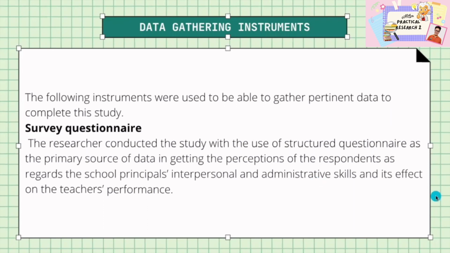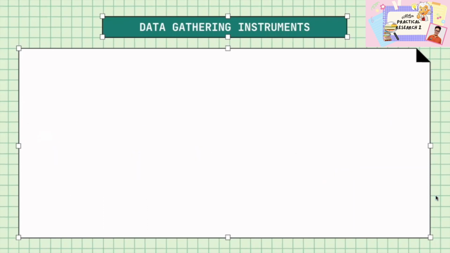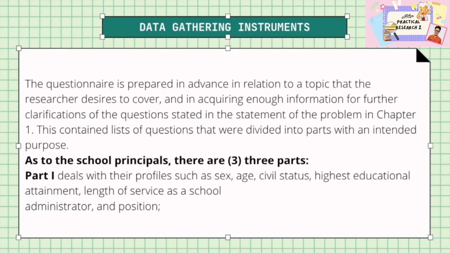All right. And then "the questionnaire is prepared in advance. So this is a structured questionnaire in relation to a topic that the researcher desired to cover and in acquiring enough information for further clarification of the question stated in the statement of the problem in chapter 1." So desire should be in past tense, desired. "This contained lists of questions that were divided into parts with an intended purpose." So you have to describe the parts of the research questionnaire.